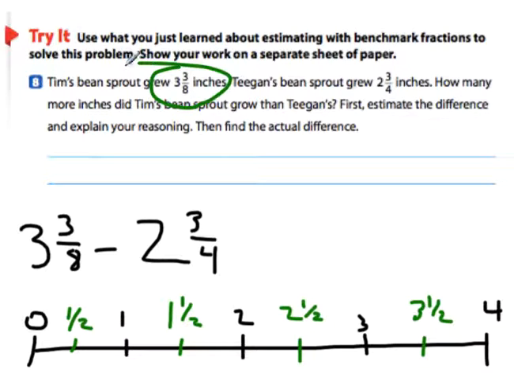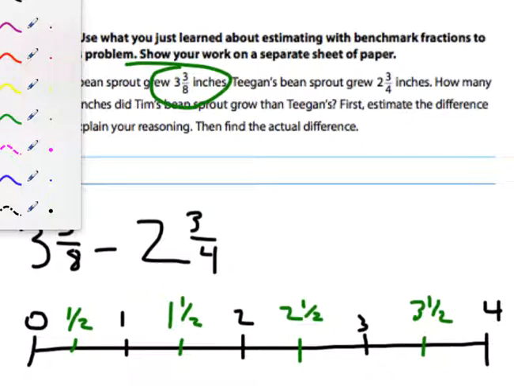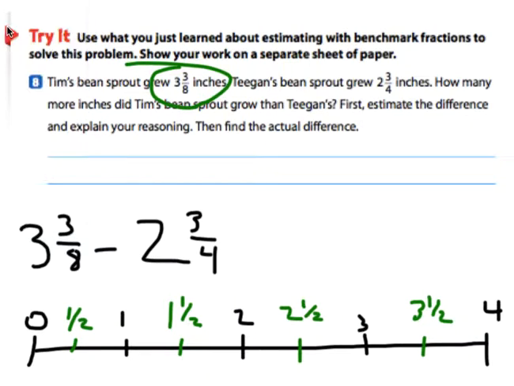We know that we started at 3 3/8 inches. Well, see, here's the thing. 3 3/8, that's not quite 3 4/8. 3 4/8 would be right here at 3 1/2. So we see that Tim's bean sprout is somewhere in here. Now we are going to take away 2 3/4.